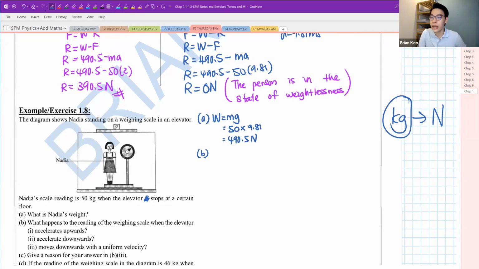Part B. What happens to the reading of the weighing scale when the elevator accelerates upwards? Maybe I go and draw out all the forces first. There is a normal reaction force and there is a weight. The weight of the girl is pulling her down, but at the same time there is something that will balance the weight of this girl, which is the normal reaction force. If you didn't attend last week's class, you will feel very lost. That's why please watch the recording if you missed last week's class. It's in the Google folder.